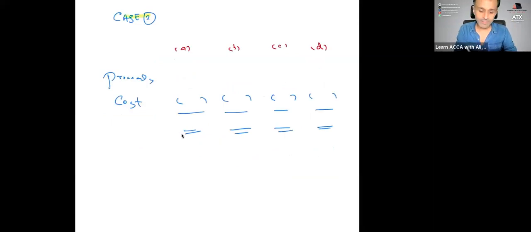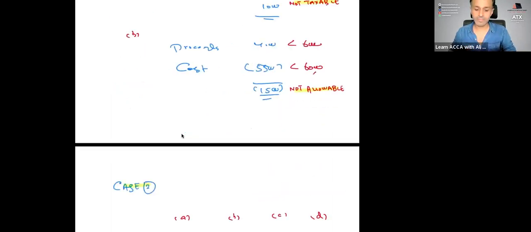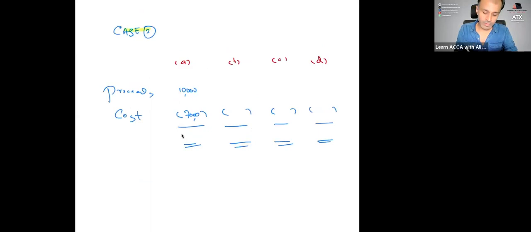Exact opposite of that means that the proceeds and the cost both are more than 6,000 pounds. You can see the proceeds and the cost, both are more than that. That's exactly the opposite. So let's just work the answers, and then in the end, we will conclude if it is taxable or not.